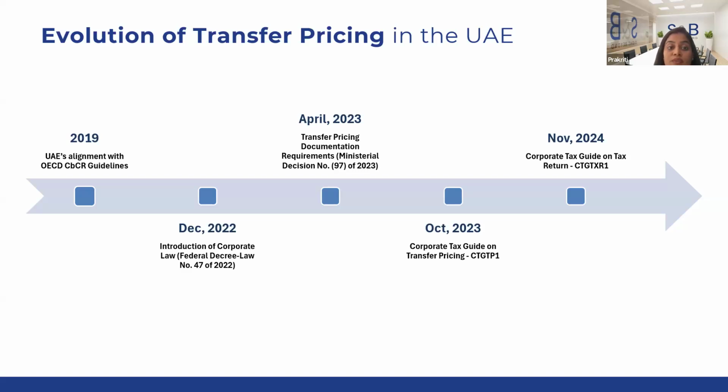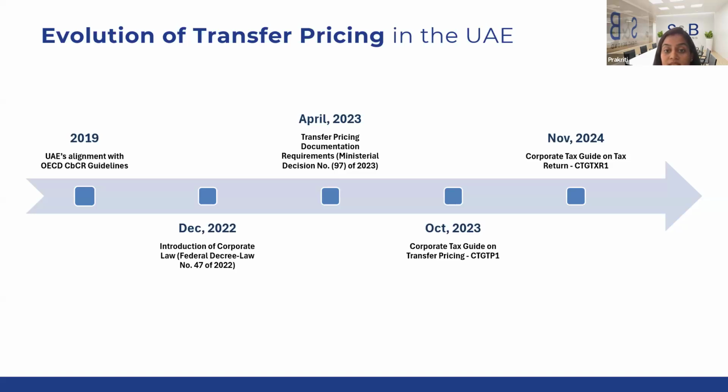Later on in 2022, as we all know, Federal Decree Law number 47 of 2022 was introduced, and therefore the corporate tax was incorporated. Along with it, in 2023, there was Ministerial Decision 97 of 2023, which laid the foundation on the TP documentation. It is more about the local file, the master file, and the requirement for each of them. A detailed corporate tax guide was also issued in 2023, while the corporate tax guide on the tax return was issued in the very next year, November 2024.